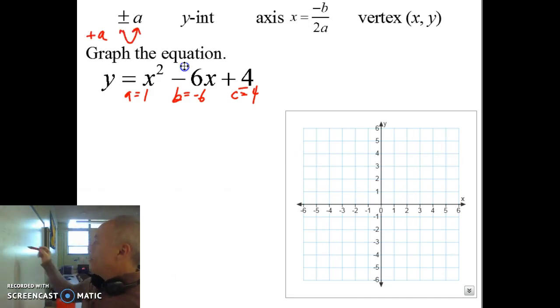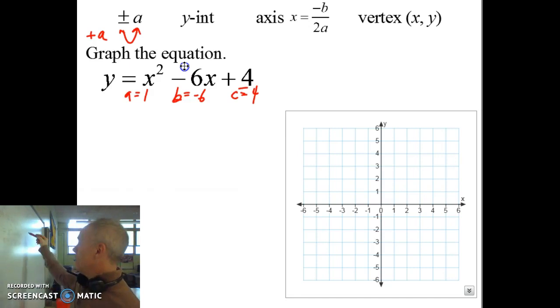What else do we know? The y-intercept. We can identify the y-intercept is positive 4. So let's go ahead and graph that, put a dot at positive 4. Now our axis of symmetry, the line that's going to cut the parabola in half, our parabola that's going to be opening up somehow. So let's check this out.